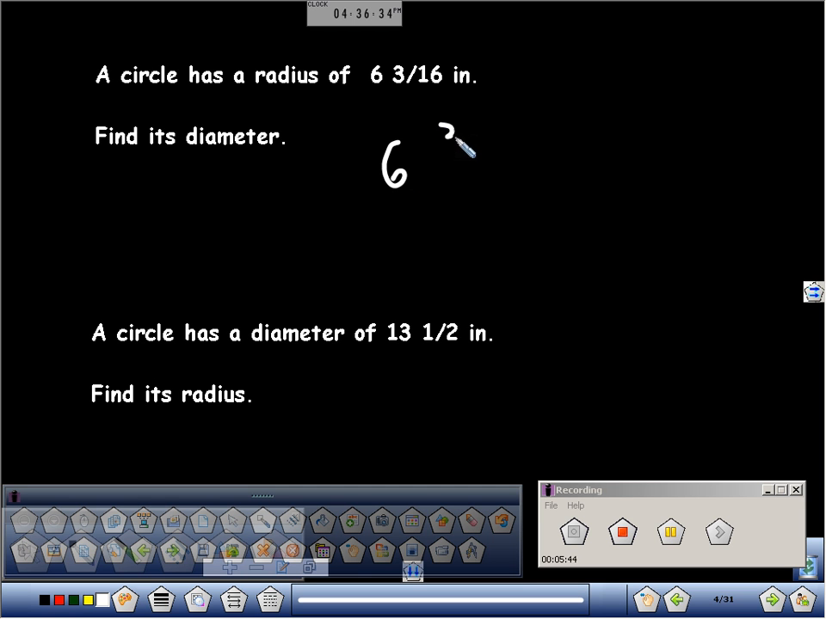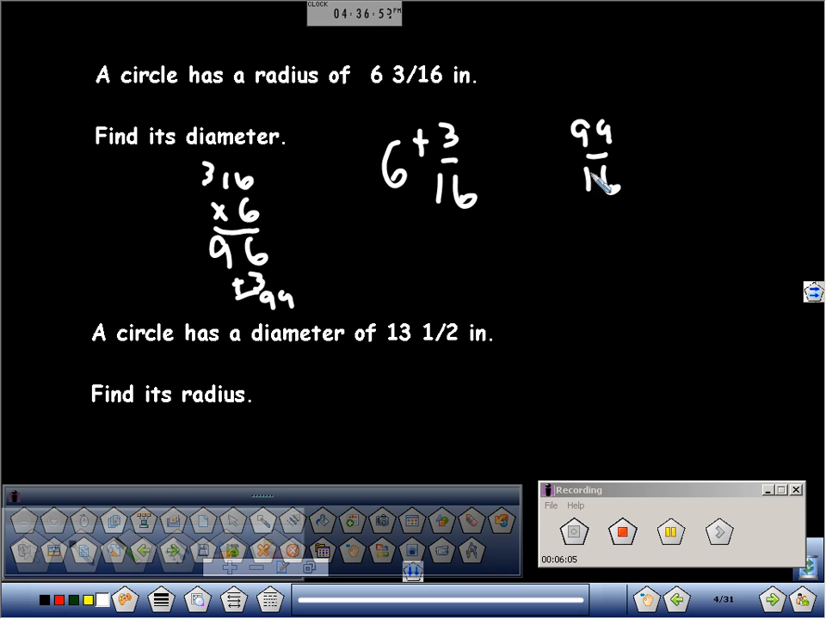We had 6 and 3/16. Oh, I think I know what my mistake was. 16 times 6. 6 times 6 is 36. Carry the 3. 6, 7, 8, 9. But now I got to add the 3. 96 plus 3 is going to be 99. So it's going to be 99/16. Okay. And then, since it's a radius, we're going to multiply it by 2. The rest of it we did right.